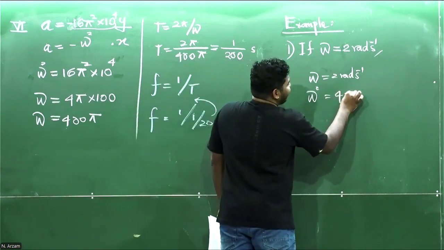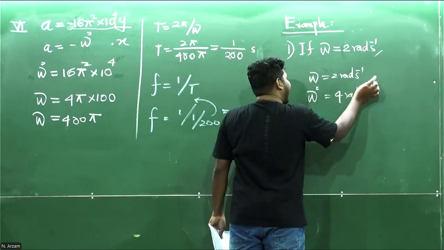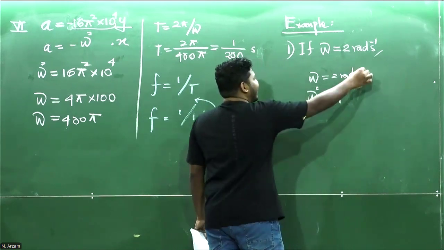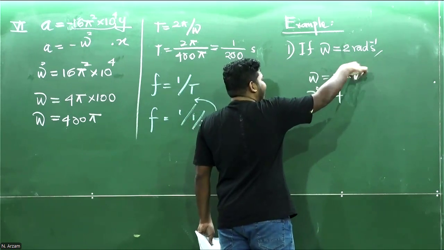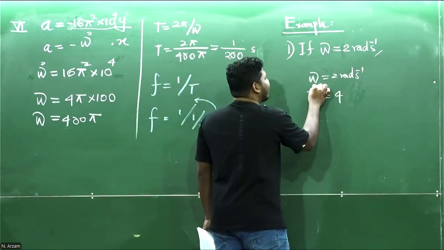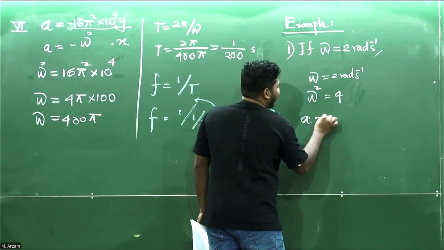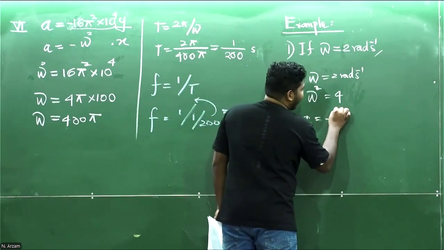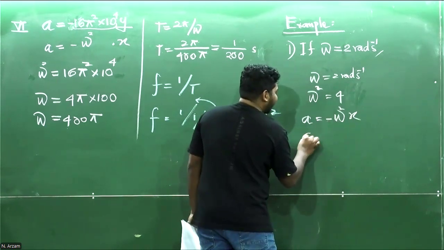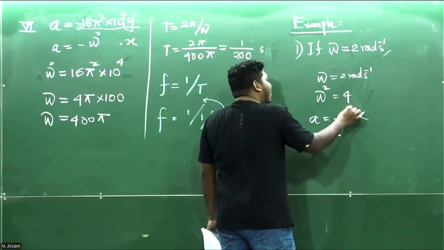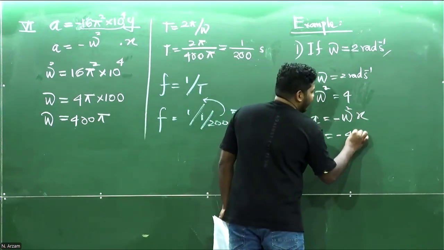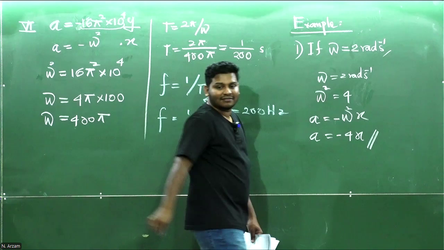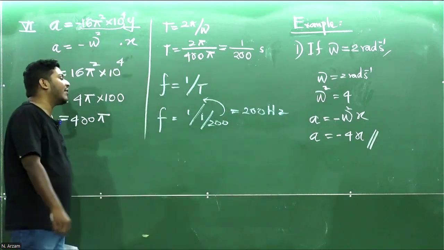It's 4. We don't need the units here; it's like radian square second minus 2. So omega square is equal to 4 here, and directly we can write down minus omega square x. For omega square, we substitute 4x. You got it? So the equation here is A is equal to minus 4x.